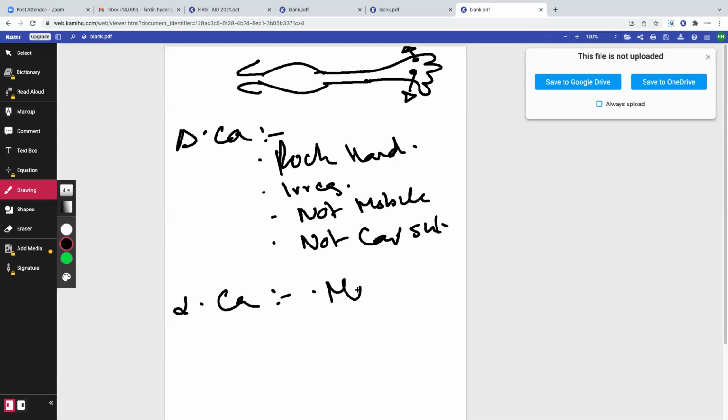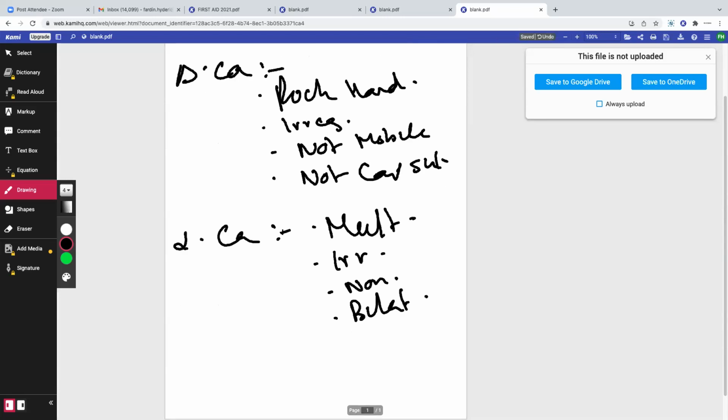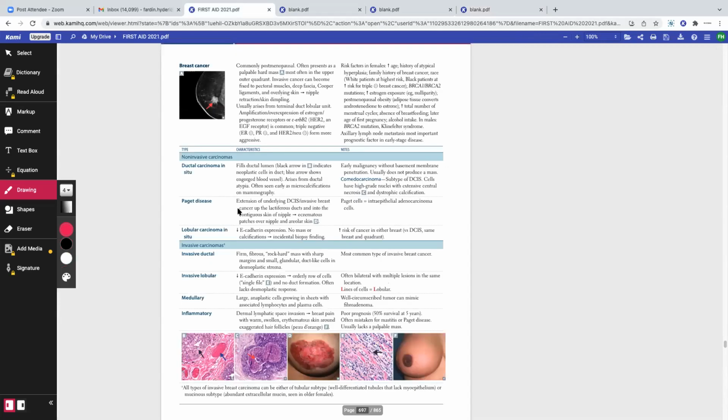If you see another sort of cell which are multiple in number, same irregularity, non-mobile, and you also have bilateral lesions, then that is lobular carcinoma, and specifically they will arise from the lobule of the terminal duct. Have I made myself clear? Yes or no? Okay, good. So that's basically all about our discussion.